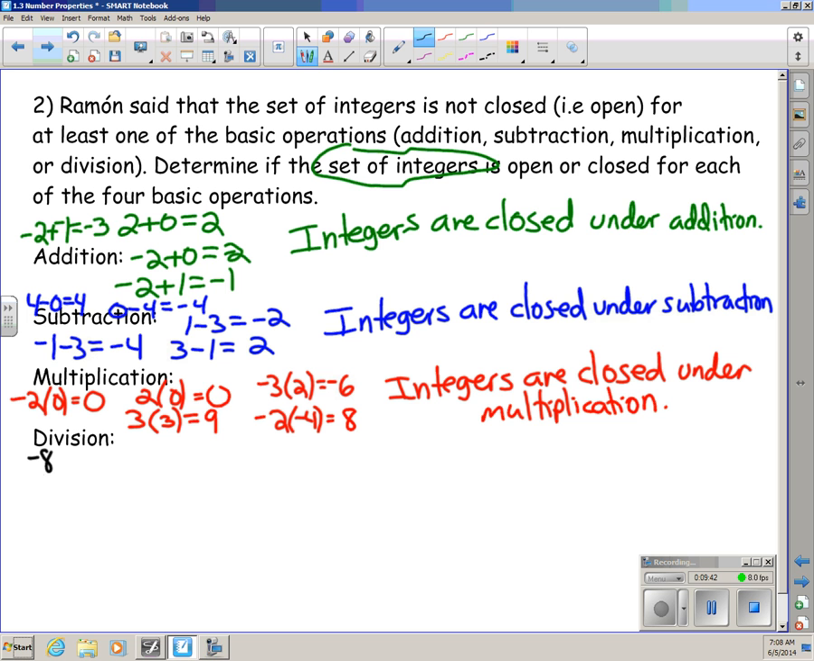You could divide -8 by 2 and get -4. That's an integer. But if I flip it and do 2 divided by -8, I'm going to get a fraction. I'm going to get -1/4, which is equivalent to -0.25, which is not an integer. And you're going to run into problems when you try dividing something by 0 because that is undefined. So integers are open under division.